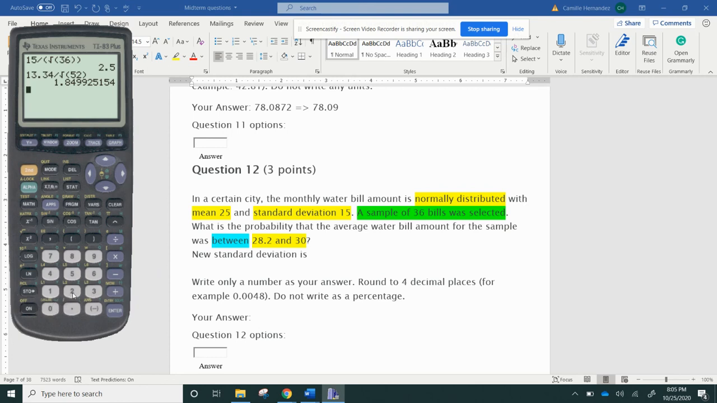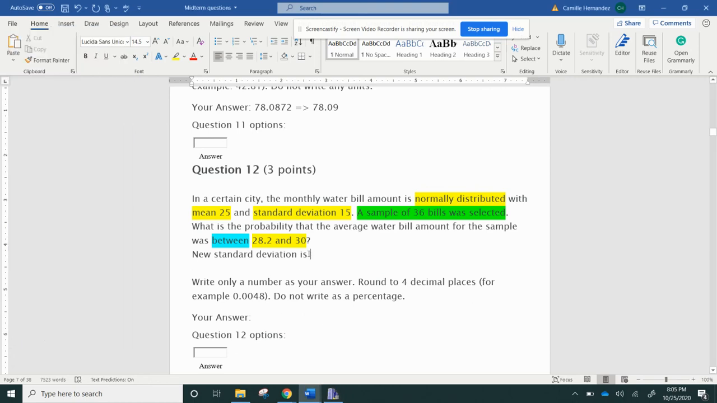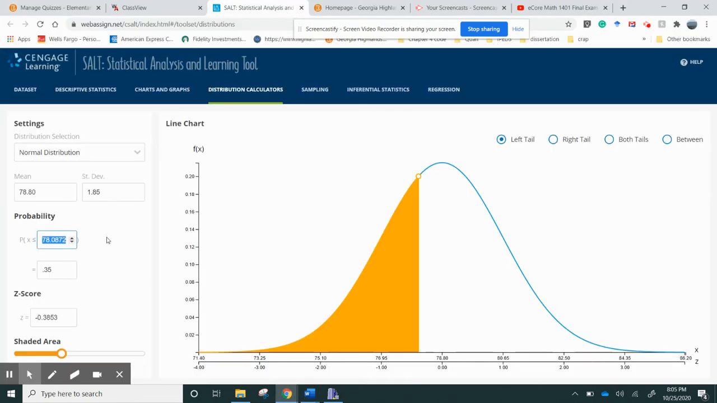So I'm going to do 15. Oh, and look, it's right there, but I'm going to do it again. Do the square root of 36, close it, and then I get 2.5. Okay, so it's 2.5. All right, so here we go. So mean is 25. Standard deviation is 2.5.